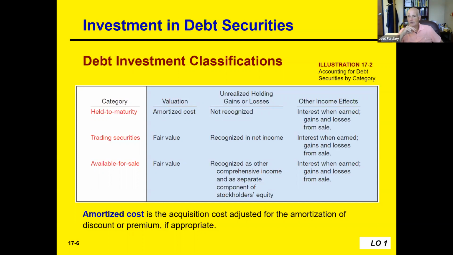And any gains or losses, holding gains or losses, because these aren't that you've actually sold it, your holding gain or loss is going to be recognized in net income for trading securities. But if it's available for sale classification, we're going to keep it on our balance sheet in OCI. Remember I said in that last chapter, we're going to look at that in this chapter. There it is, other comprehensive income, a component of stockholders' equity.